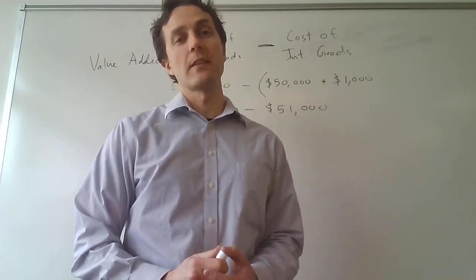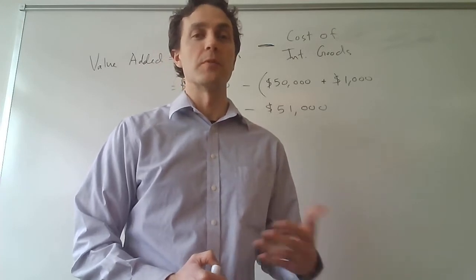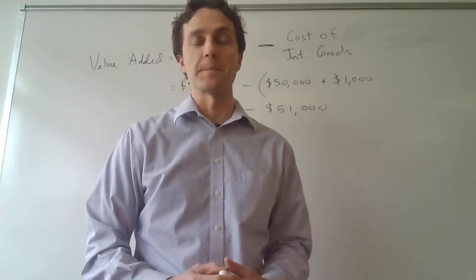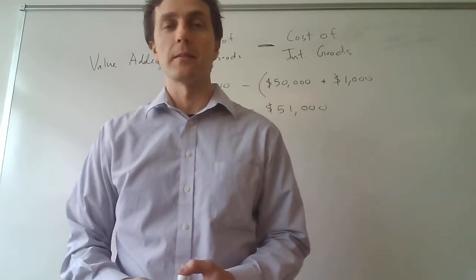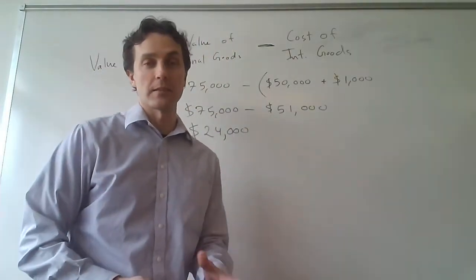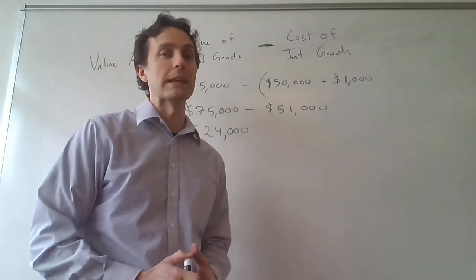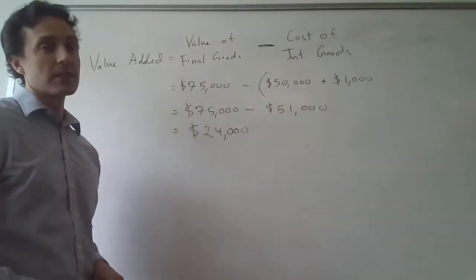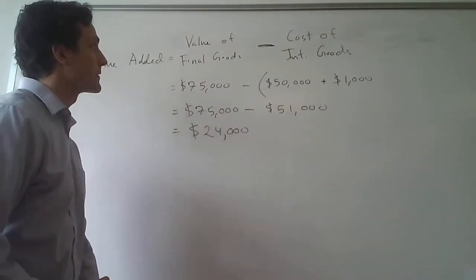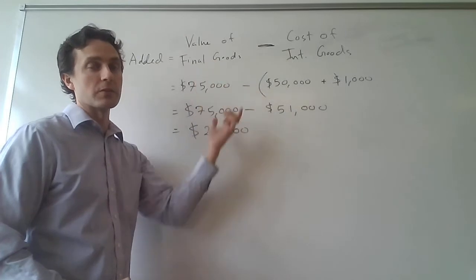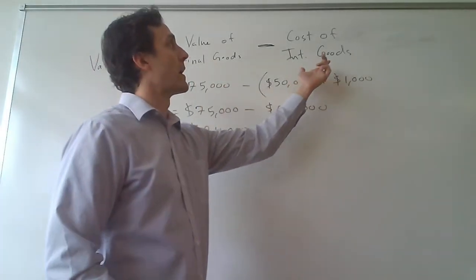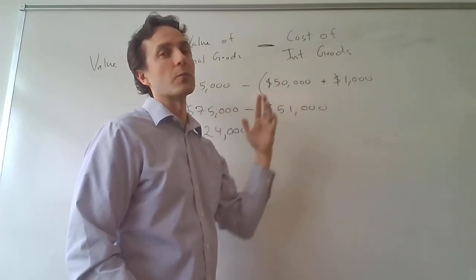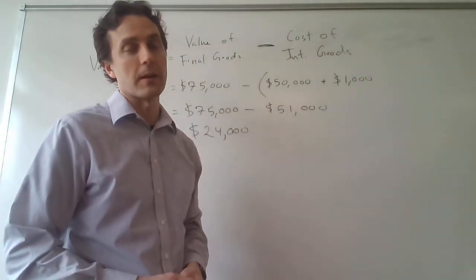Now the question is, what was the peanut butter producing firm's value added from all of this peanut butter production? Okay, so let's think about this for a second, because some of this information is actually extraneous that you don't need. So remember that value added is basically the value of final goods that are produced minus the cost of the intermediate goods used to produce those final goods, right?